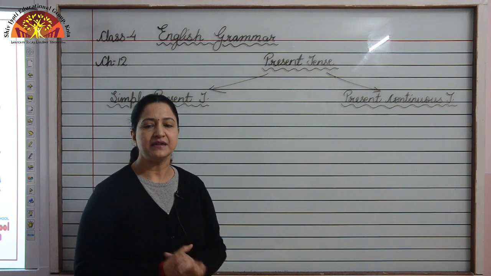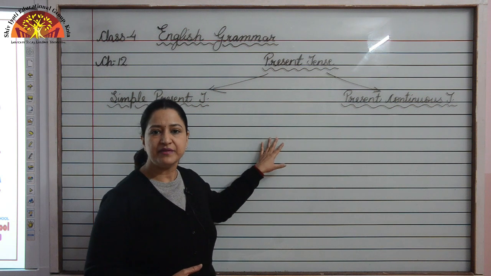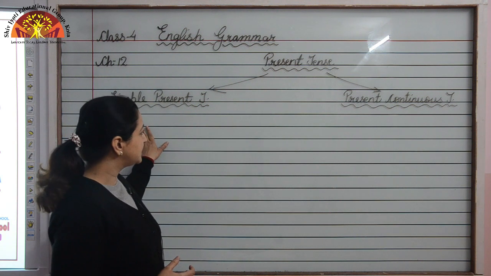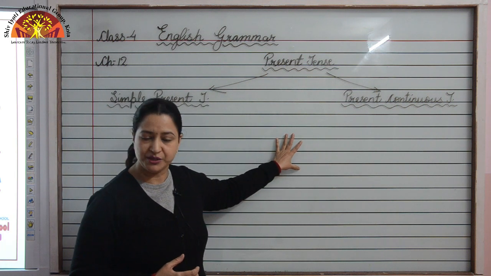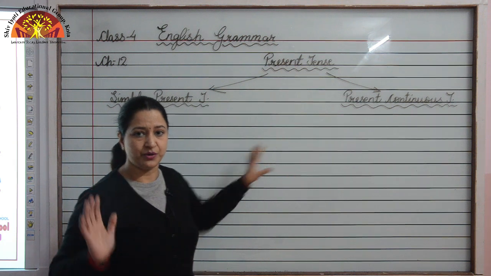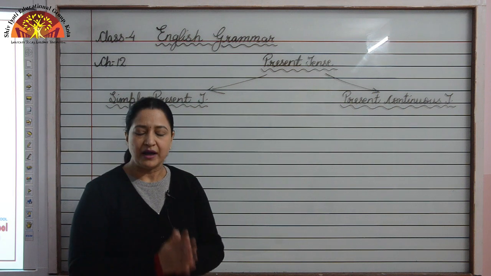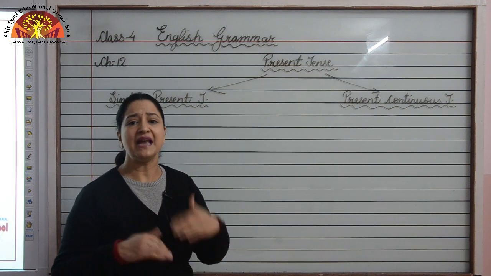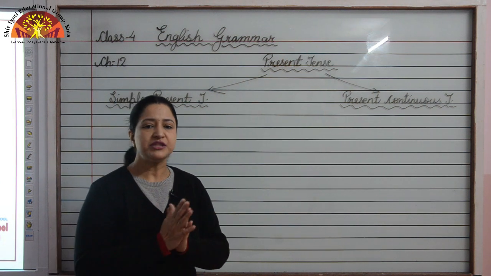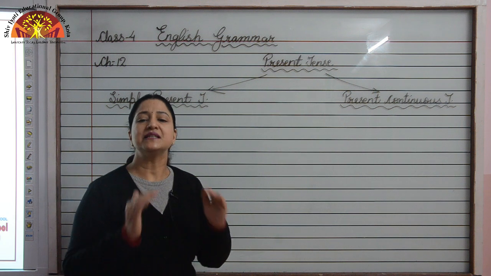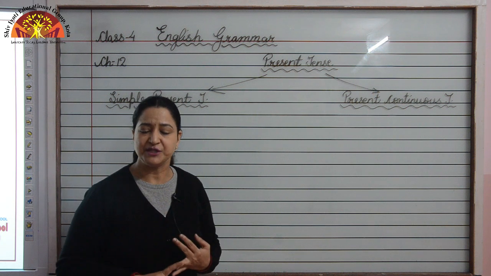Now let's start our chapter number 12, that is present tense. Here we can see simple present and present continuous tense. These two types of present tense we are going to revise in this chapter. Now let's first talk about simple present tense. Where to use simple present tense and how can you identify that the sentence is in simple present form? First of all, simple present tense is always used for a universal truth or for a habitual action.